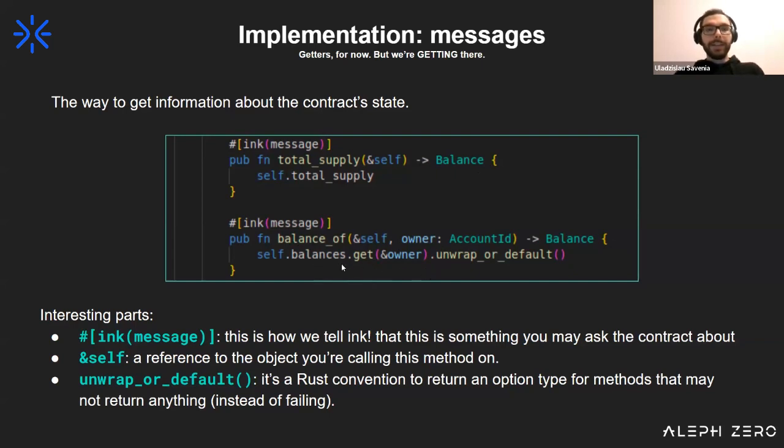And conveniently as well, this get would return an option for you. So if there's no such pair of account ID and balance, for example, in the balances, then with this unwrap or default, you would get the default value instead of getting an error or something. And rather, if there is something in the map, it will unwrap it for you and just return the value as balance. Very convenient as well.